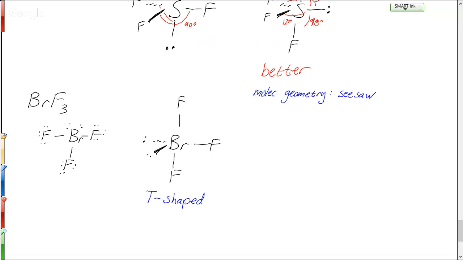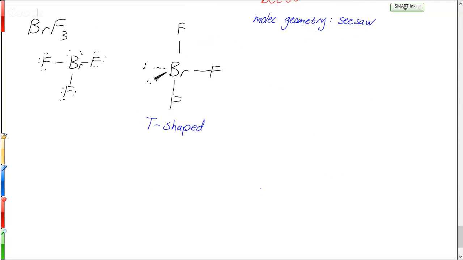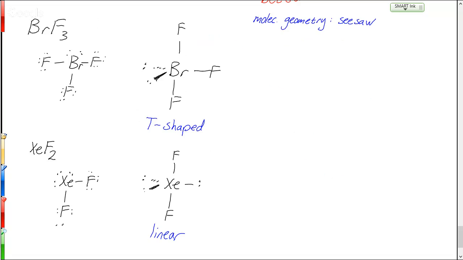And then you can go one more step on that. If we have 3 lone pairs, the third lone pair also goes to the equatorial position. So now we have 3 lone pairs on equatorial positions, atoms on the axial positions, and that makes another linear molecule.